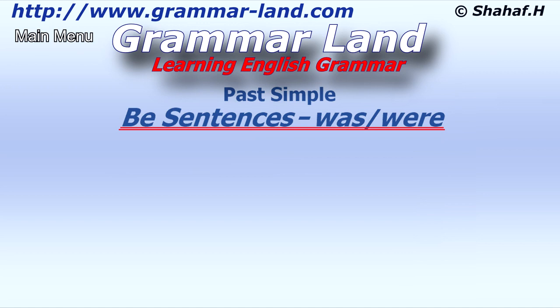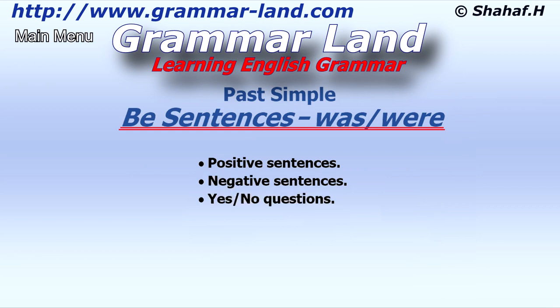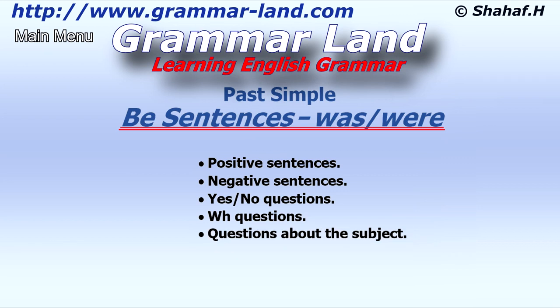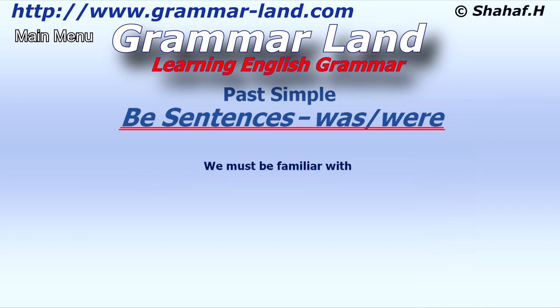Hello everyone. We are in the past simple tense chapter, and we are going to start the lesson, be sentences, was, were. This lesson deals with sentences which are using the verb to be, was and were. At this point of this course, I guess you know that we are going to learn positive sentences, negative sentences, yes no questions, WH questions, and questions about the subject. Before learning this lesson, we must be familiar with the material of the previous lesson, be, was and were.